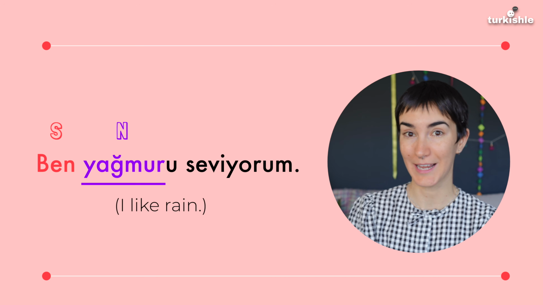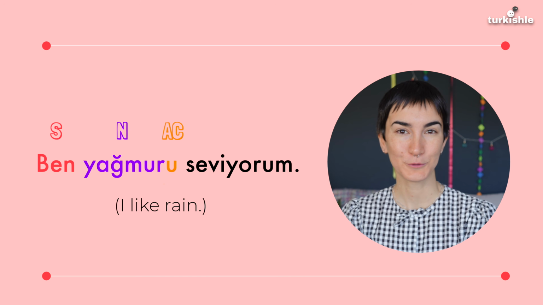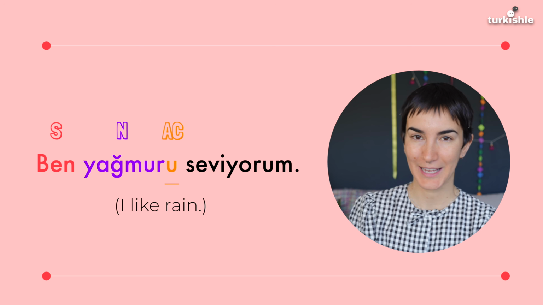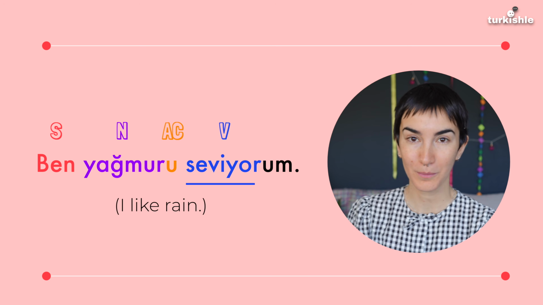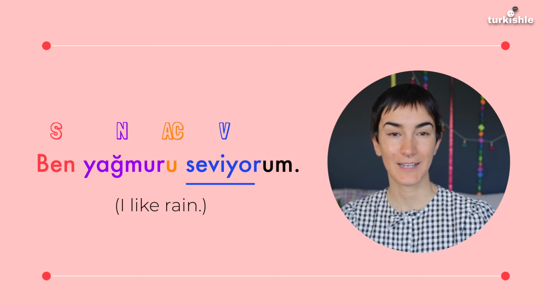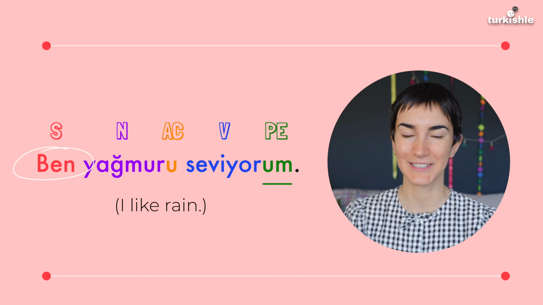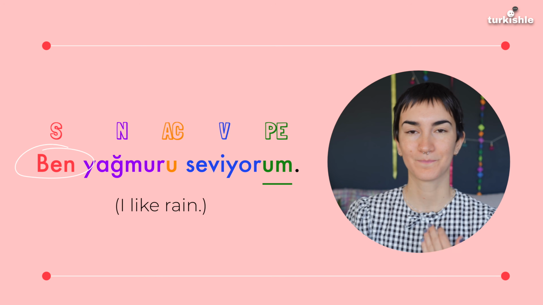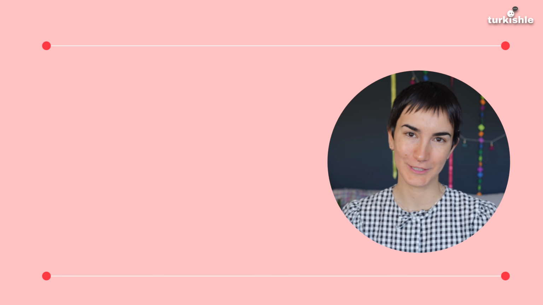Yağmur is rain, a noun. U is the accusative case ending. And seviyorum is the verb with the continuous tense suffix attached to it, as well as the personal ending for I, ben. So I would like to add a quick note before continuing.